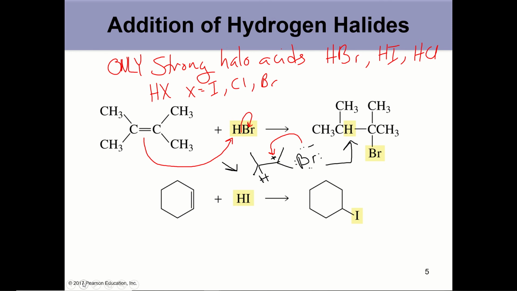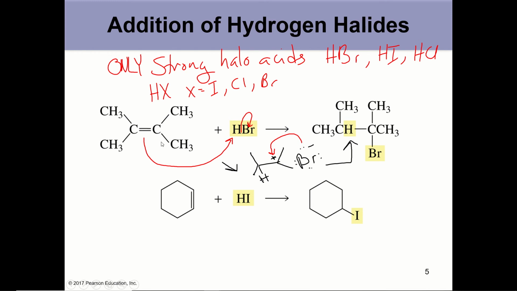Okay, addition of hydrogen halides to pi bonds. Only strong halo acids, HBr, HI, and HCl, will add to a pi bond. Our electrophile is going to be H, and our new nucleophile that forms a bond is going to be Br. So what we're essentially doing is taking the H and the Br and adding hydrogen to one of the vinylic carbons and bromine to the other vinylic carbon.